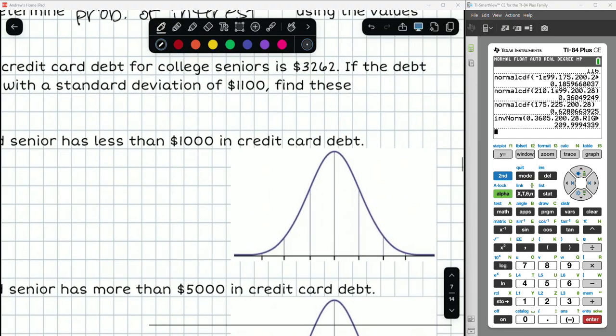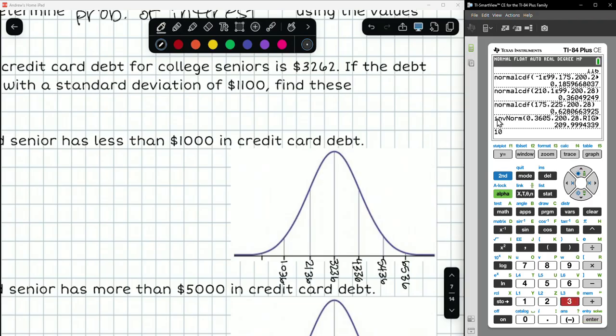So I'm going to come in and label this first picture. I'm going to do this sideways because it's going to get messy pretty quick. So 32.36 is our mean, and then we're adding 1100. So 43.36, 54.36, 65.36. In the other direction, 21.36, 10.36, and then 10.36 minus 1.10, negative 0.64.